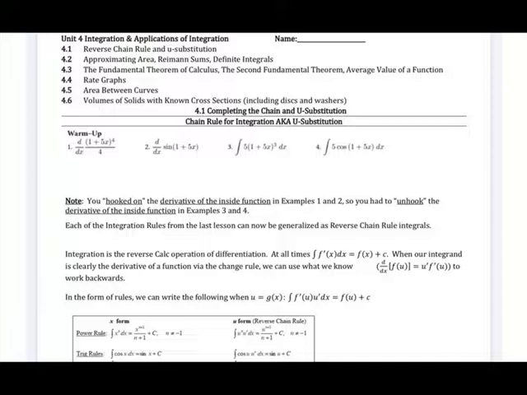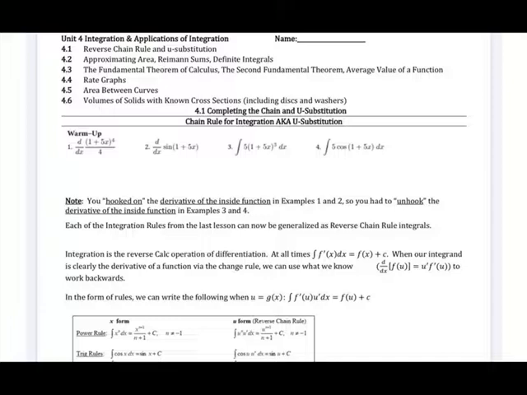We're going to work through the fundamental theorem of calculus and the second fundamental theorem of calculus and talk about average value. We're going to look at rate graphs. We're going to find the area between different curves and the volume of solids with cross sections. And that's where we're going to learn about the disk and the washer method. So there's a little overview.